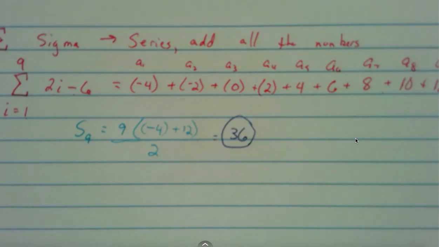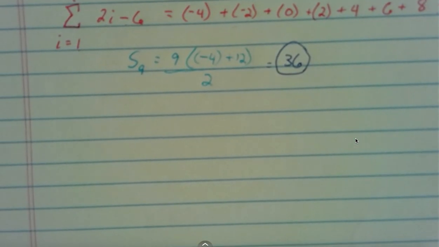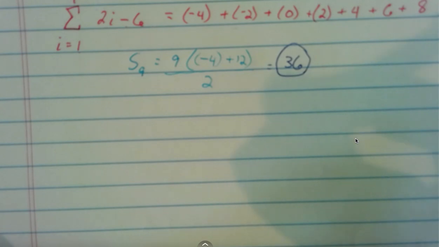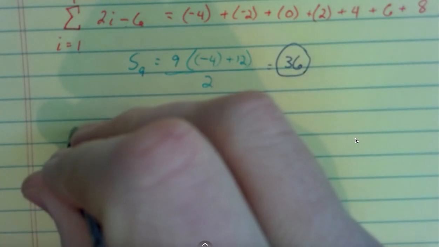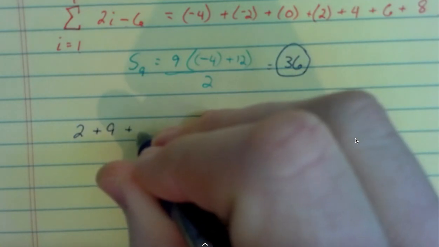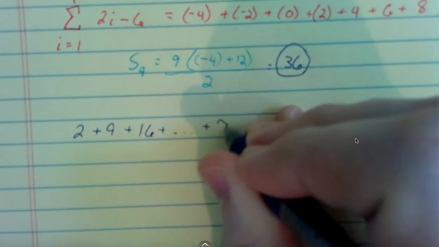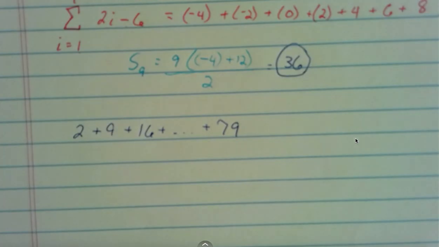So let's take a look and apply this to a problem. We're going to have to apply a couple different things that we've had to do already. So here, our first example, we're asked to find the sum of the sequence that is 2 plus 9 plus 16 plus all the way up to 79. Whew, so what does that equal?